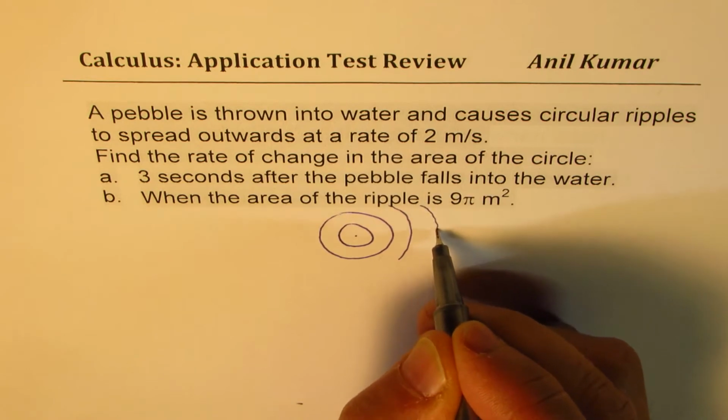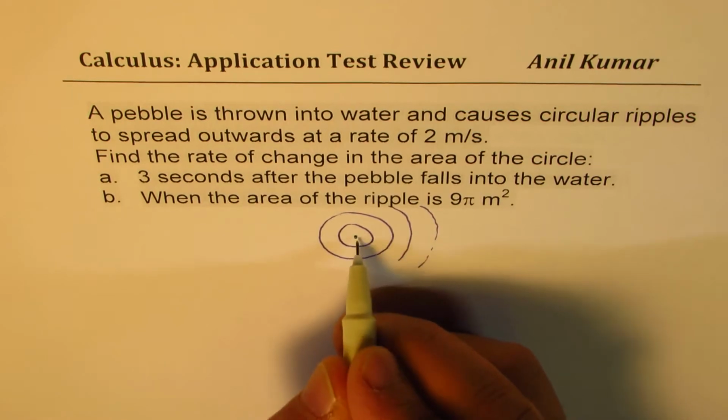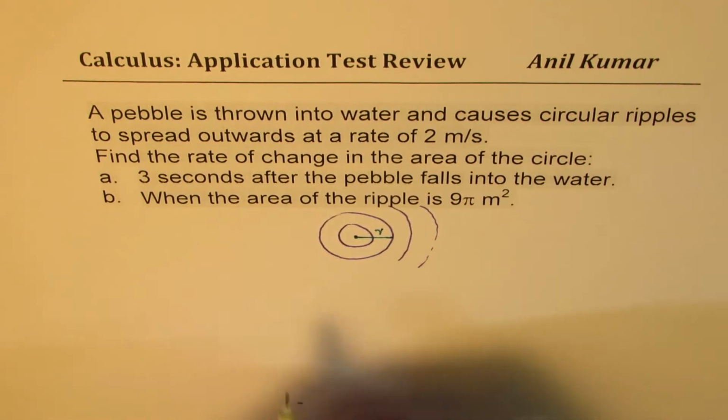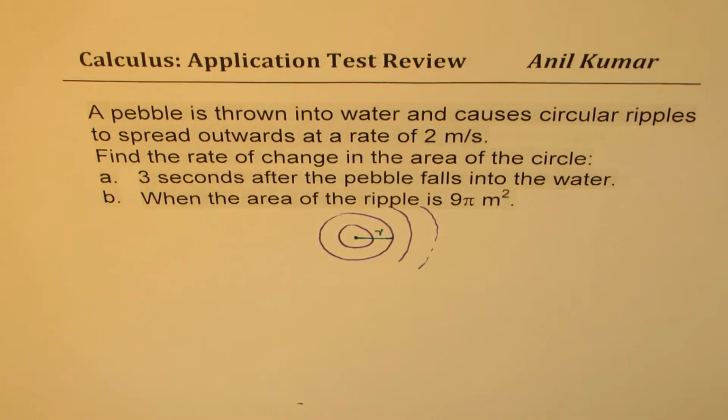So they just move in all the directions. As the radius increases, the area increases, right? So what we are seeing here is a relation between two things, which is, let's say, radius r and the area. So we need to relate radius with area. So that's the first thing.